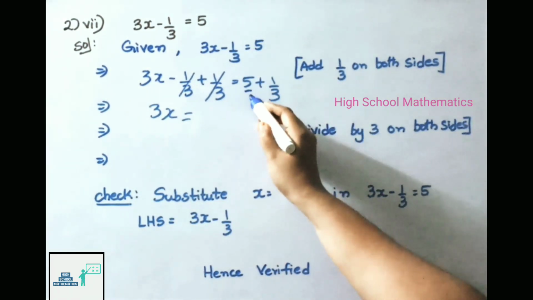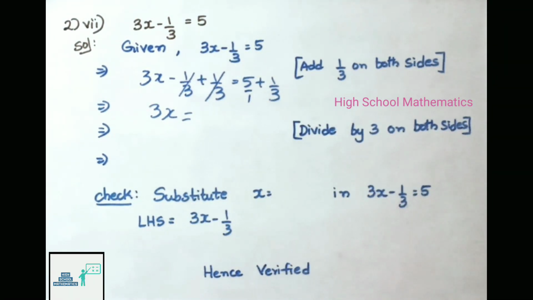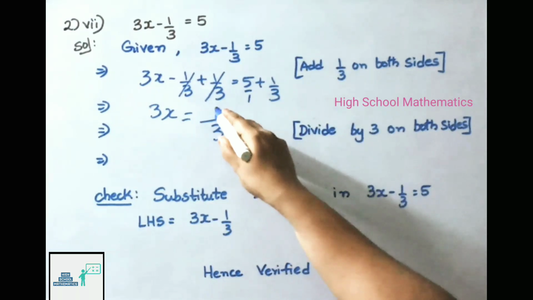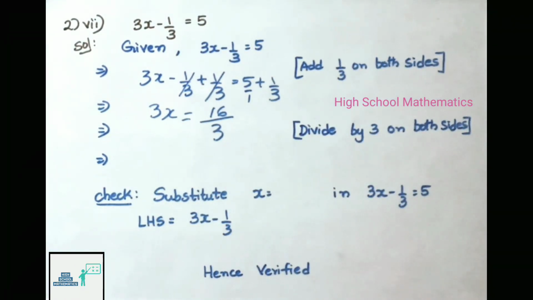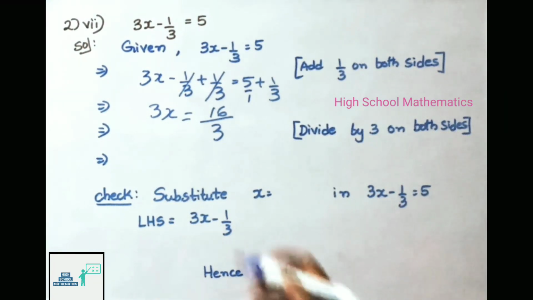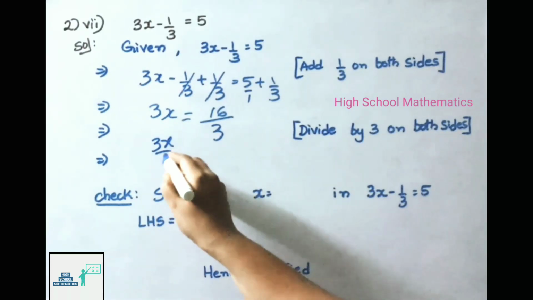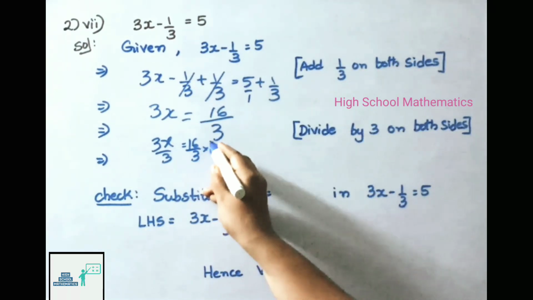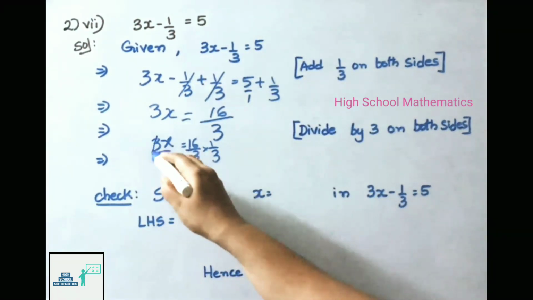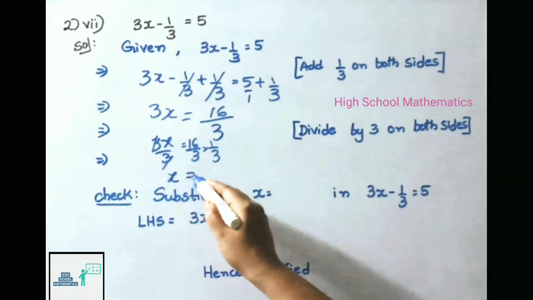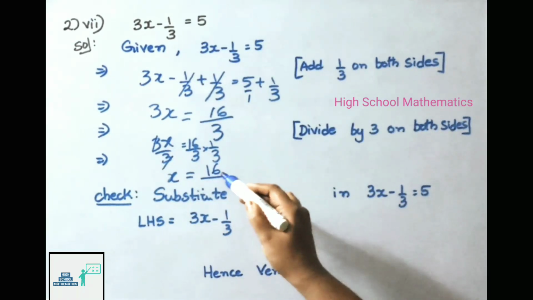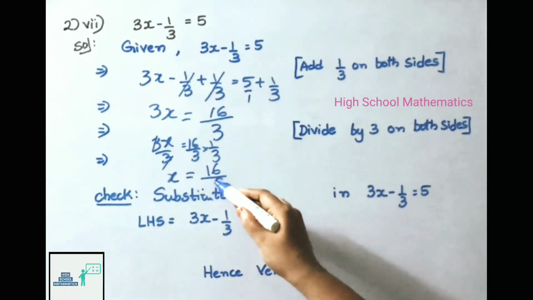Here below 5, no number is there. Let us keep here 1. So the LCM is here 3. So multiply now. 3 fives are 15 plus 1, 16. Write down 16 by 3. To remove this 3, we are going to divide by 3 on both sides. So write down 3x by 3, that equals 16 by 3 into 1 by 3. Here 3 cancels, write down x equals, multiply numerator 16 into 1, 16, by denominator, multiply 3 into 3, 9.